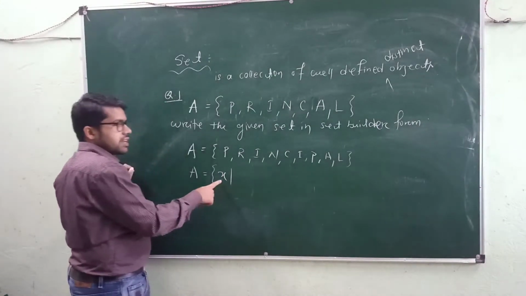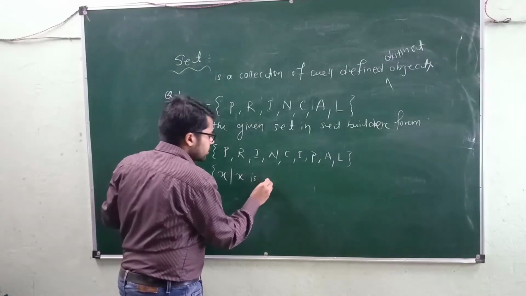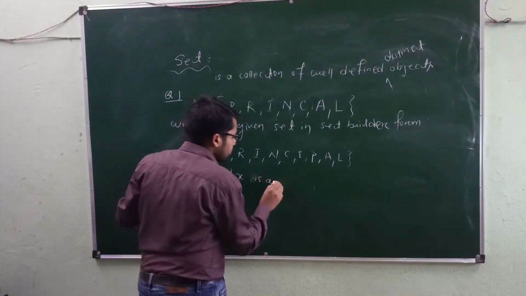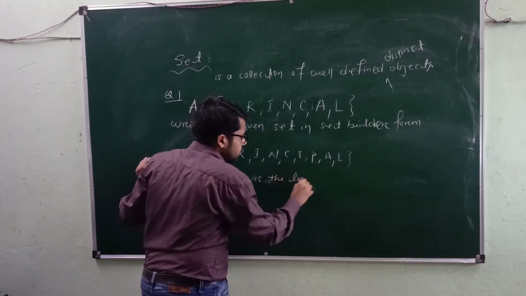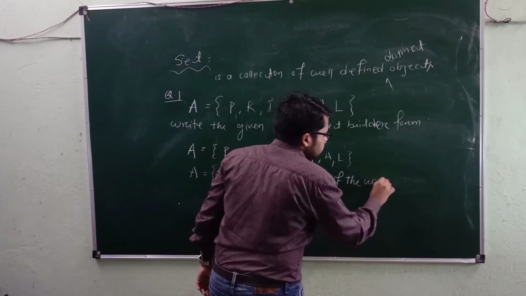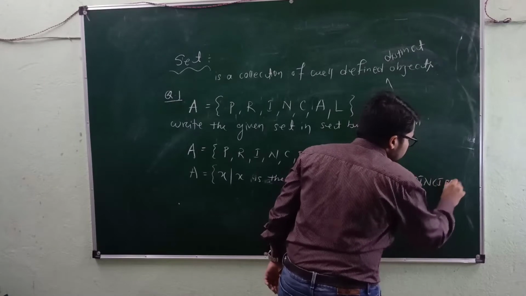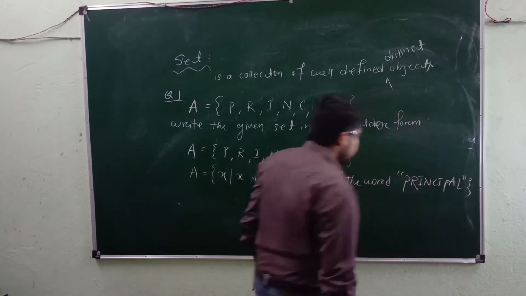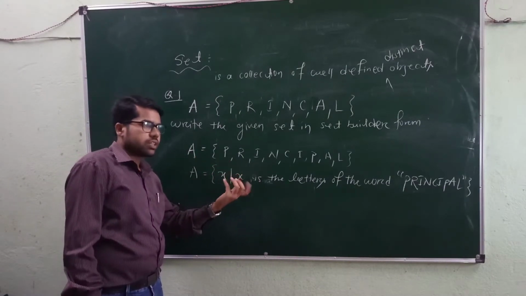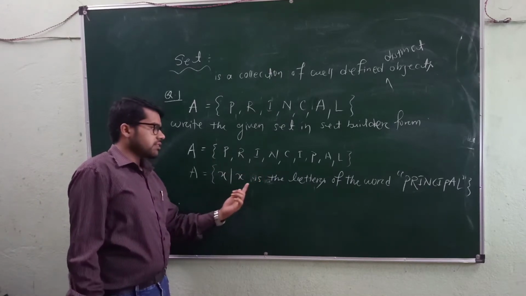X was that. What represents X? X represents the elements present in the set. X is the alphabets or the letters of the word principal. Understood? The letters present in this set are the letters of the word principal. So we write x such that x is a letter of the word principal.